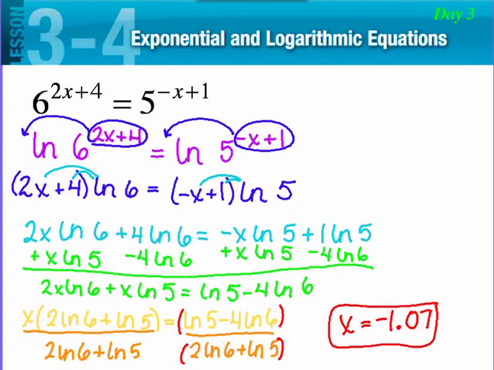So there you go. Now, what we could choose to do is, in the yellow and orange steps, I could actually simplify those and get that down to the natural log of one number over the natural log of another number. It's not necessary. Okay? So if you take natural log of 5 minus 4 natural log of 6 in parentheses, divide that by parentheses 2 ln of 6 plus ln of 5, you get negative 1.07.